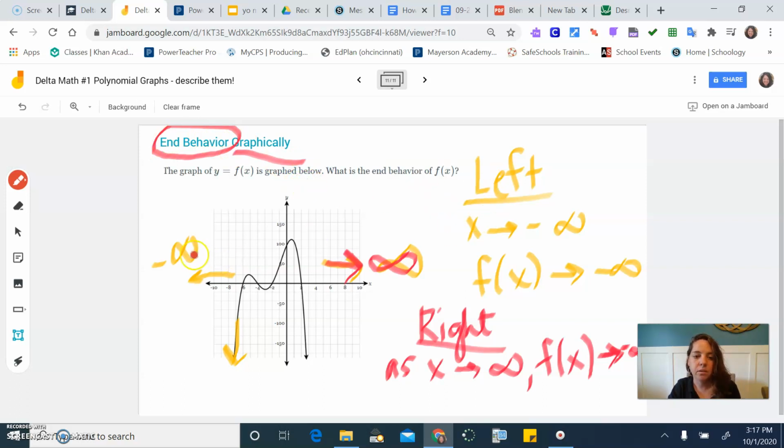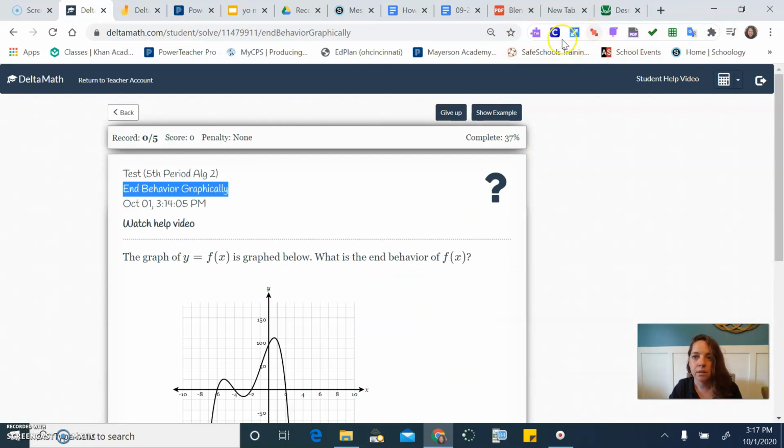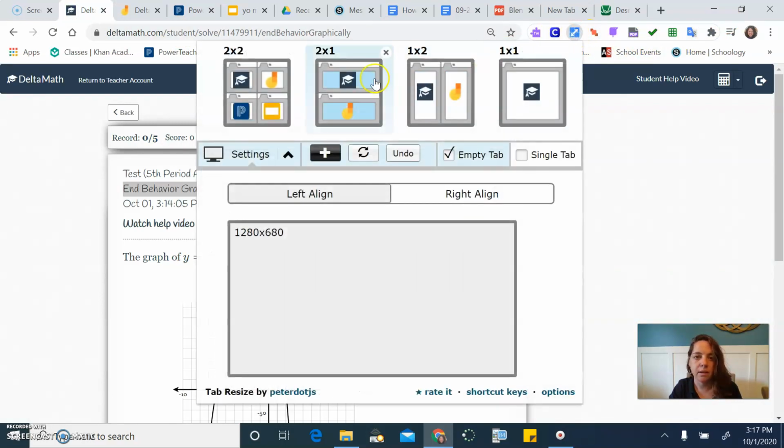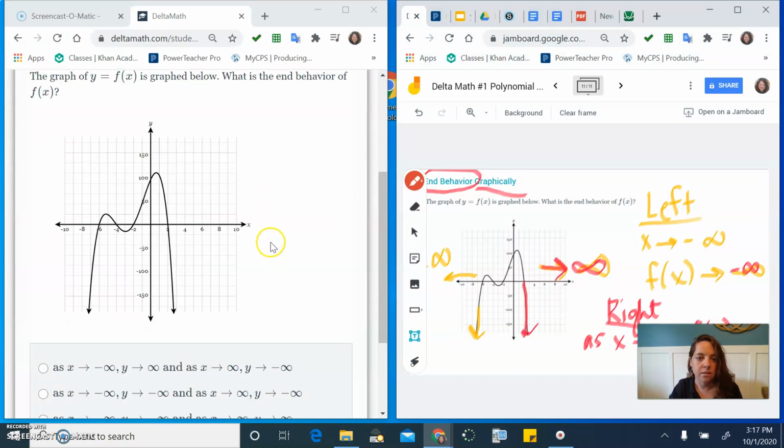Well, on the left side we looked, and we said as x goes forever left, the y value, or the function, the graph, was going down, forever down, right? Negative infinity. And we looked on the right, and as x goes to the right, this function is also going down. So as x approaches positive infinity, f of x approaches negative infinity. And that's what we're going to try and find on the answer options.